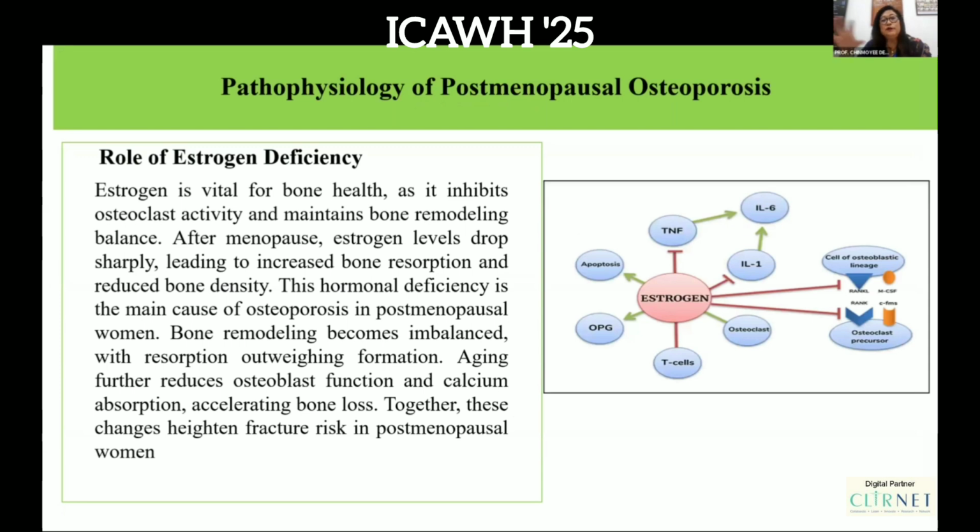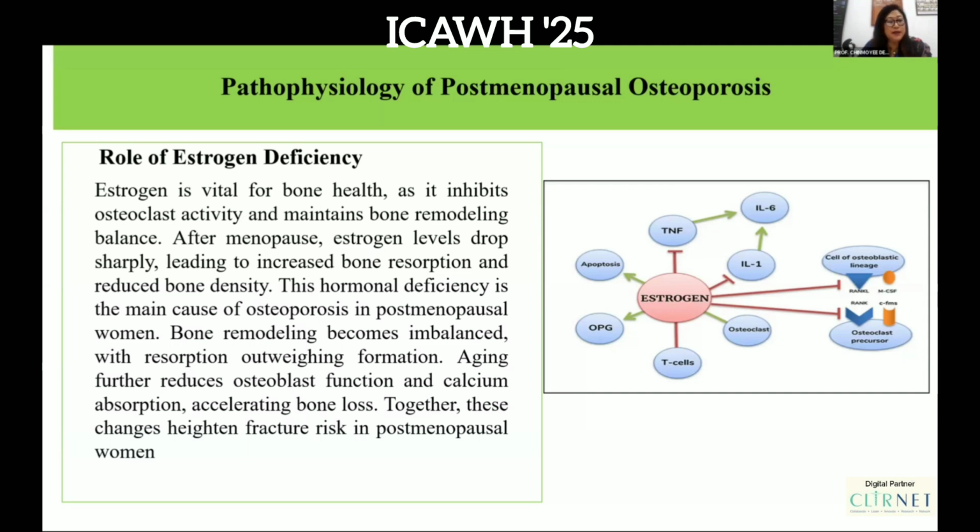Now, what about the pathophysiology in postmenopausal women? The role of estrogen deficiency: my previous speaker has already spoken about estrogen deficiency. Osteoporosis in postmenopausal women occurs mainly due to estrogen deficiency. Estrogen is vital for bone health as it inhibits osteoclast activity and maintains bone remodeling balance. After menopause, estrogen levels drop sharply, leading to increased bone resorption and reduced bone density. This hormonal deficiency is the main cause of osteoporosis in postmenopausal women.